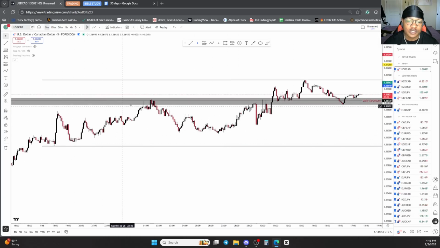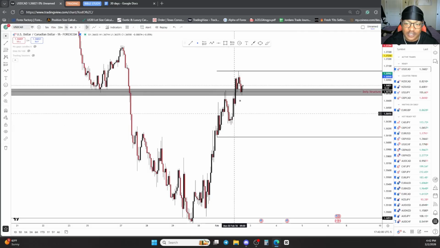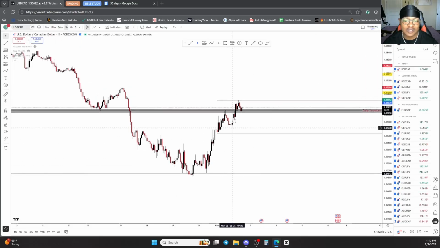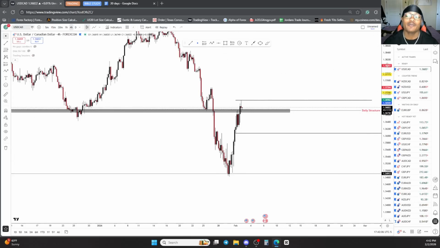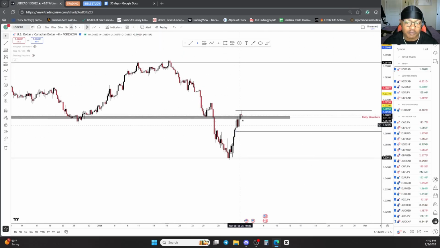Price went from bullish to bearish to back bullish to back bearish on the 5-minute. On the 1 hour, price just continued bullish. Price never broke bearish. The 4-hour, same thing. Price didn't even form any type of structure. Price is just bullish candles.